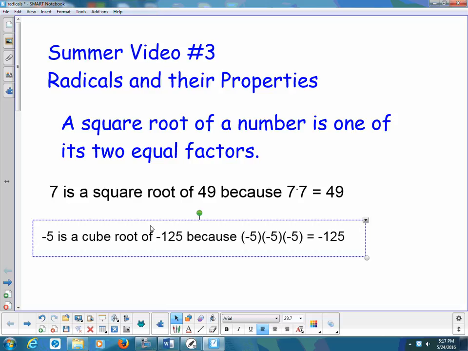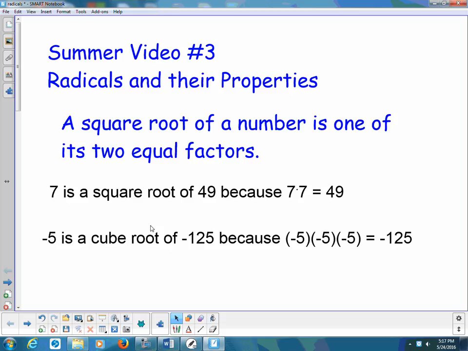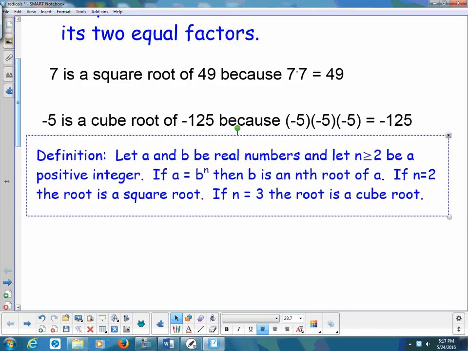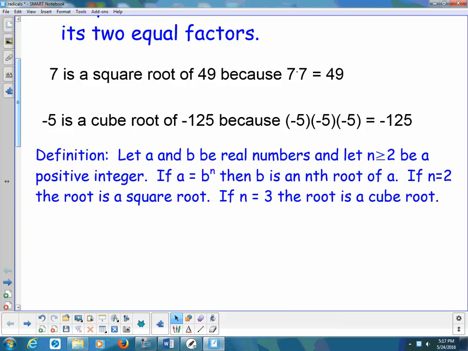Negative 5 would be a cube root of negative 125 because negative 5 when raised to the third power is going to give us negative 125. All right, so that's an example of a square root and a cube root. Here's our definition. Let a and b be real numbers and let n be greater than or equal to 2, and let that be a positive integer. So if a is equal to b raised to the n, then b is an nth root of a. If n equals 2, the root is a square root. If n equals 3, the root is a cube root.